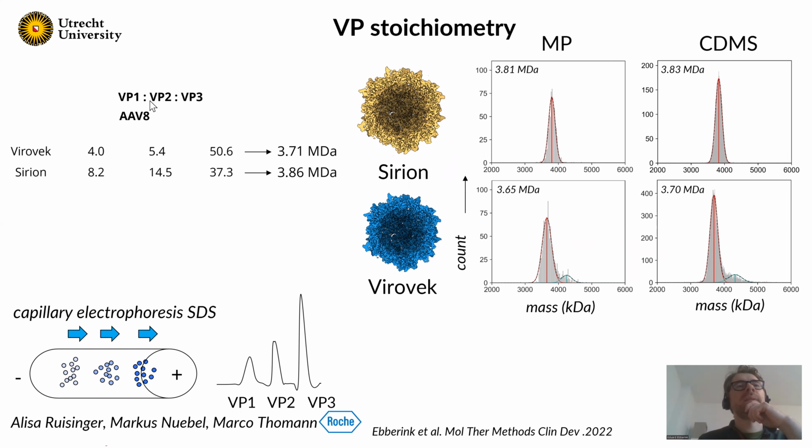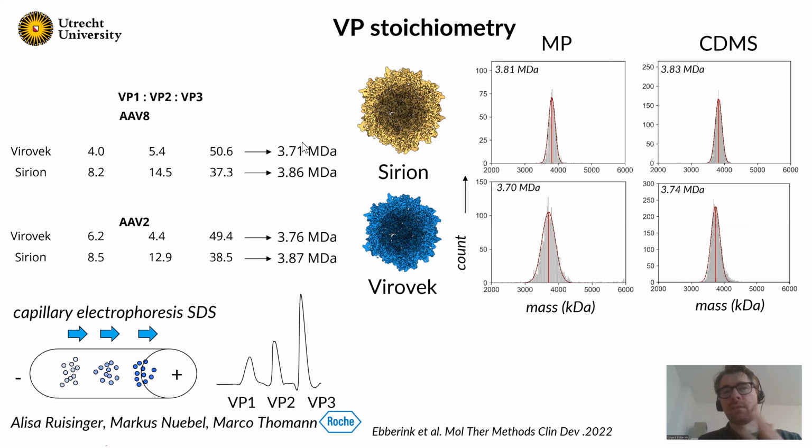All right, so for our AAV8 sample, if we look at the ViroVec, they contain about, on average, 4 VP1s, 5.5 VP2, and about 50.5 VP3 proteins. And this would theoretically give a mass of about 3.7 megadalton. If we look at the Sirion sample, we have more VP1s, about 8.2, more VP2, 14.5, and less VP3, 37 VP3s, which gives a theoretical mass of about 3.86 megadalton. So this nicely coincides with what we saw in our mass analysis assay, with the mass photometry and CDMS, that the Sirion samples are a little bit heavier, and that could very well be because of the different ratio of VP1, VP2, and VP3 proteins in the capsid.